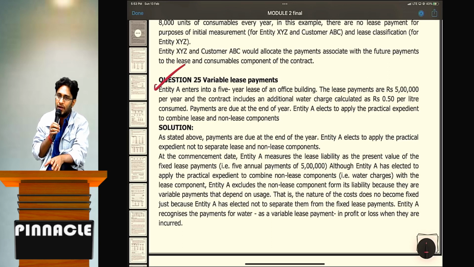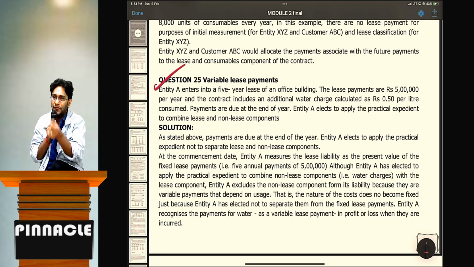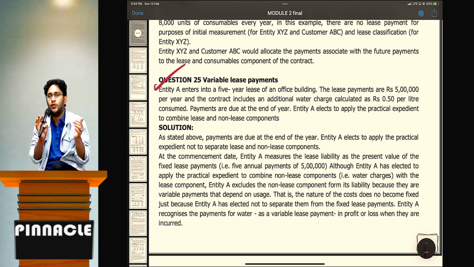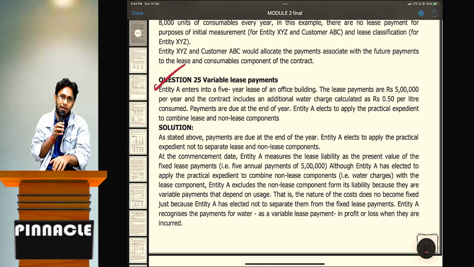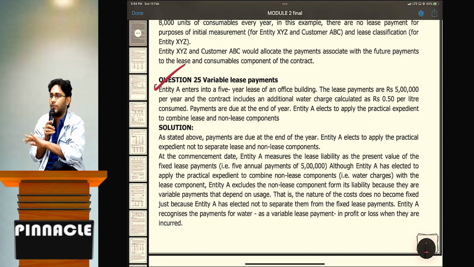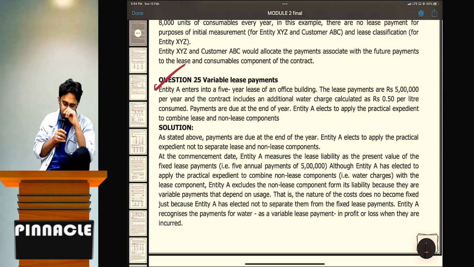5 lakhs is anyway lease payment. The 0.5, what should I do? No, sir. Even if you say that the water charge is also part of your lease contract, then the 0.5 will become a variable lease payment based on consumption, which should anyway not be included in your lease payment. Then also it will come to P&L. You separate also, it will come to P&L. You club also, it will come to P&L, but with a different name. If you separate it, it will come as water charge. If you club them and treat them as a single contract, then it will come as variable lease payment not based on an index or rate. Ultimately the 0.5 will come to P&L. Yes, sir.